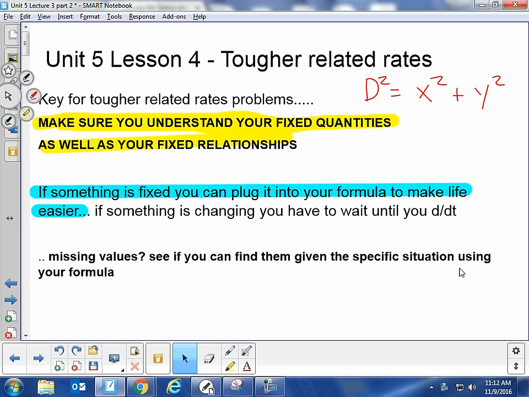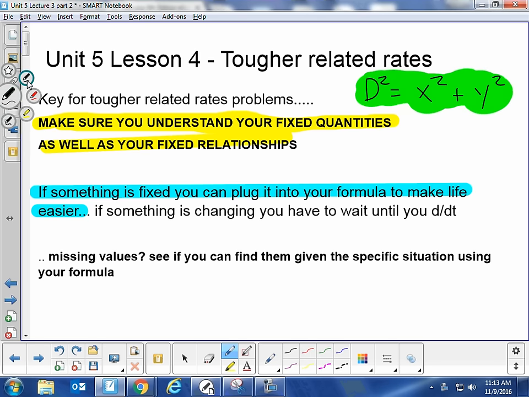All right, this is the last lesson. It's just more related rates problems, but they're going to be tougher. We're going to really have to understand what's fixed and what's not fixed. We're going to really want to use the fact that fixed quantities can be plugged into our original formula. We will see that the formula we will be using will not be given to us, and a lot of the times it's going to be a Pythagorean theorem.